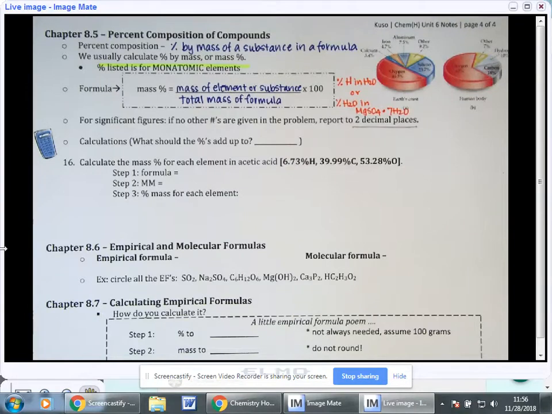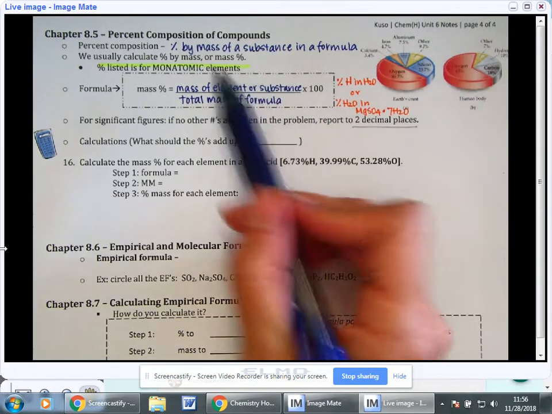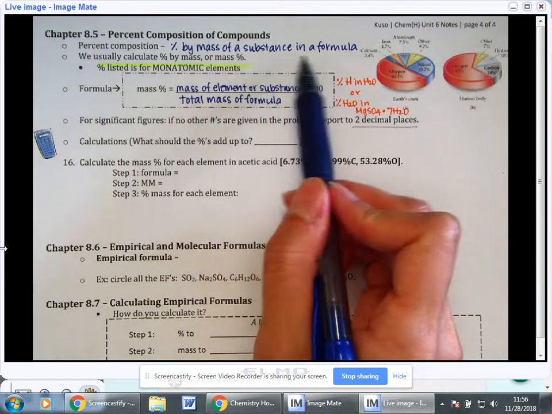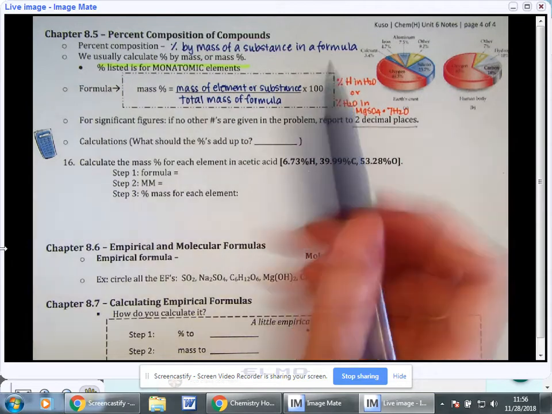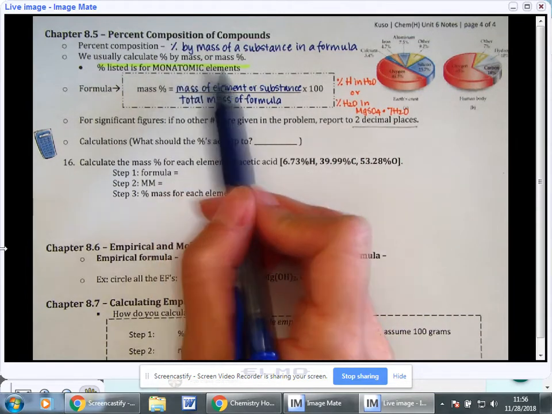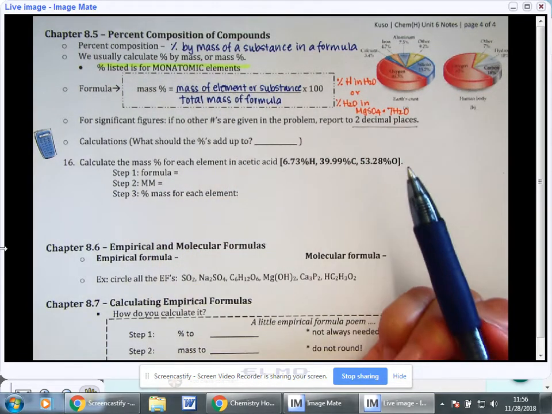This screencast is going to discuss percent composition of compounds and empirical and molecular formulas. Percent composition is the percent by mass of a substance in a formula. We usually say calculate the percent by mass or calculate the mass percent of a certain substance.